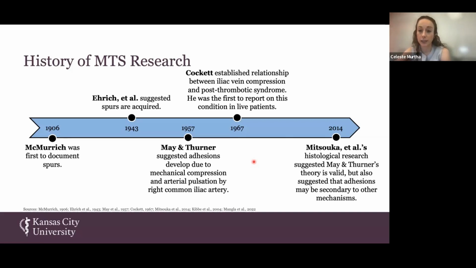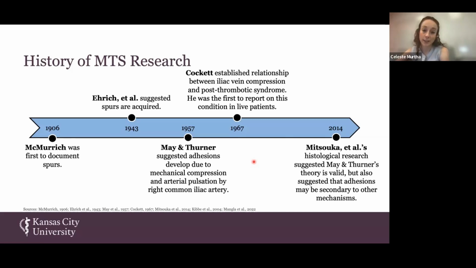About 15 years later, May and Thurner came along, and they took Dr. Ehrich's theory one step further, saying that adhesions develop due to mechanical compression and arterial pulsation by the overlying right common iliac artery. This has now become the dominant theory behind this disease. And they made such a splash in the field that they are the namesake for the condition.